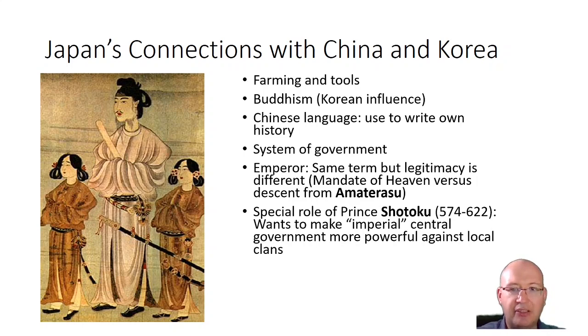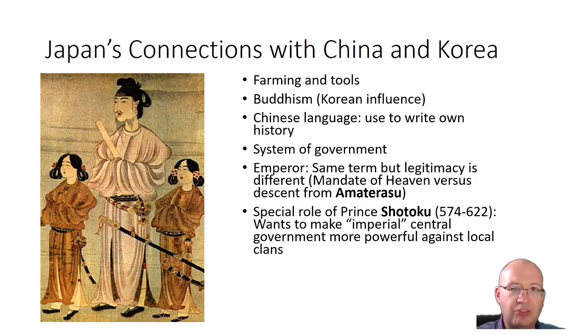The man pictured there on the left is named Prince Shotoku, and he is key in this. And one thing I want to stress, sometimes like with the farming and tools, that just kind of happens naturally. But Prince Shotoku is from the imperial clan, and he wants to make the central government of the Yamato clan of the emperor more powerful, more strong, to make it more like a Chinese government. He wants to strengthen imperial central government under the Yamato emperors to make it more powerful against the local clans.